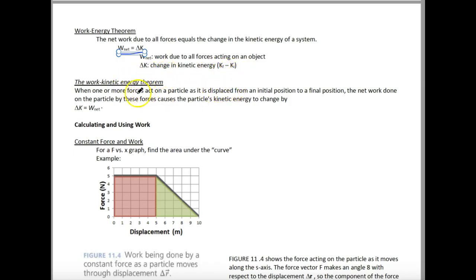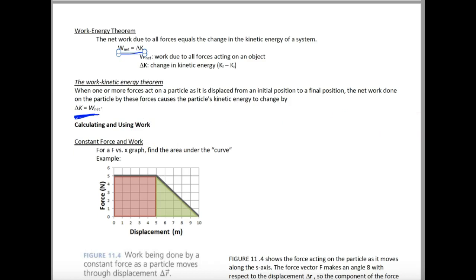So whenever you have one or more forces acting on a particle, and remember, this has got to be acting parallel to the particle. It can't be acting in a perpendicular fashion. Then the net work done on the particle by those forces causes that particle's energy to increase or change, so maybe go up or down by our equation.